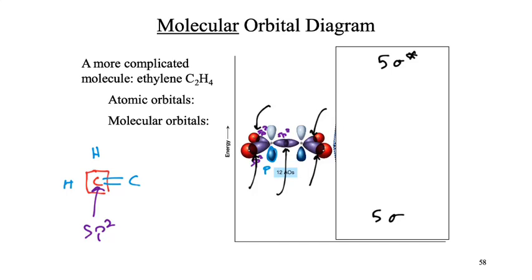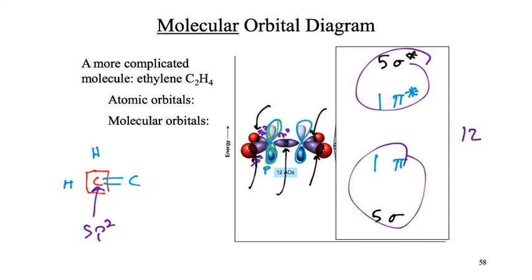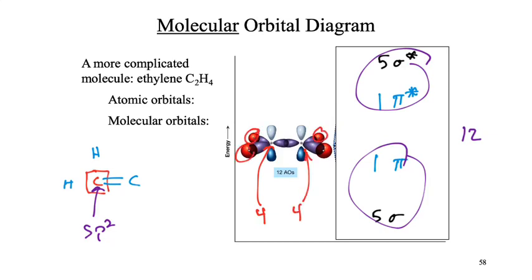What else is going to get generated? That P orbital is floating through that system, which means I'm going to get one pi bonding and one pi anti-bonding. How many total orbitals have I generated? There are six and six, which is 12. Each carbon brings in four. Each hydrogen brings in one. How many atomic orbitals did I have? 12. Notice the orbitals match.